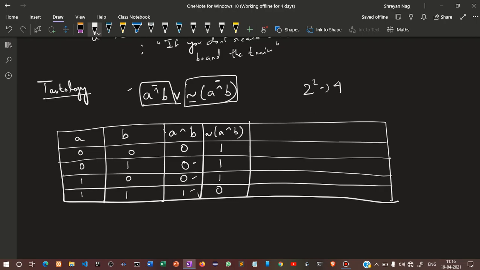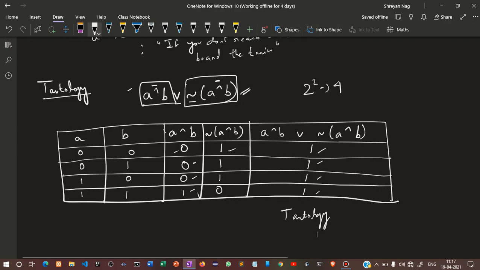Then we will do the disjunction part: A disjunction, negation of A, conjunction B. It says that if any one of them is true, then the output is true. You can see here 1 1 0 1, any one is true, so the output will be true. So for this expression, all the values are true, right? All the values are 1, that is true, and this is called a tautology.